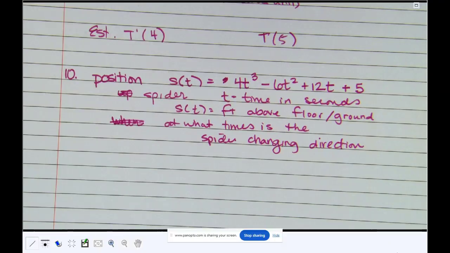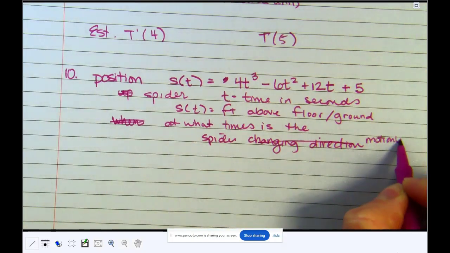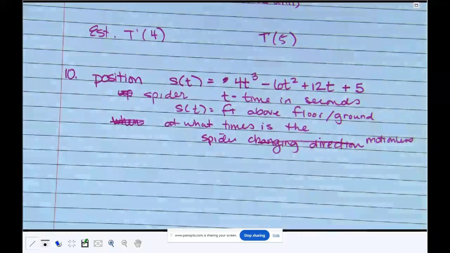So let's say not changing direction. Let's say motionless, when the velocity is 0. You can figure that out with the sign chart. You would be able to tell if it's changing direction.